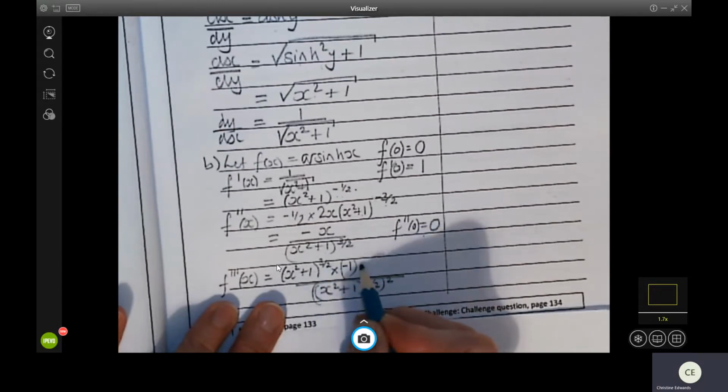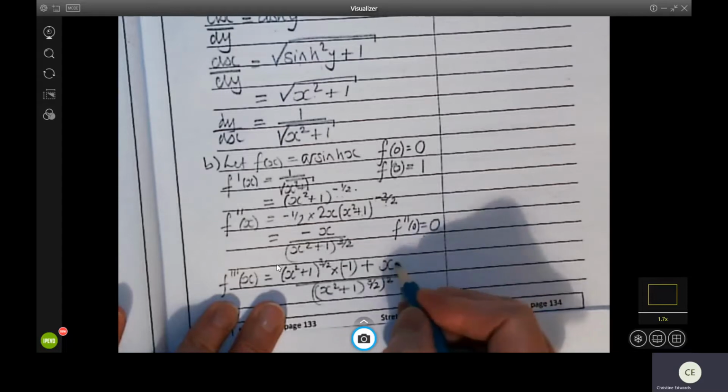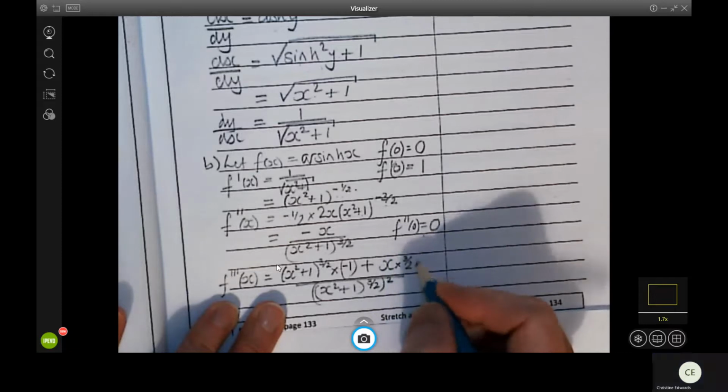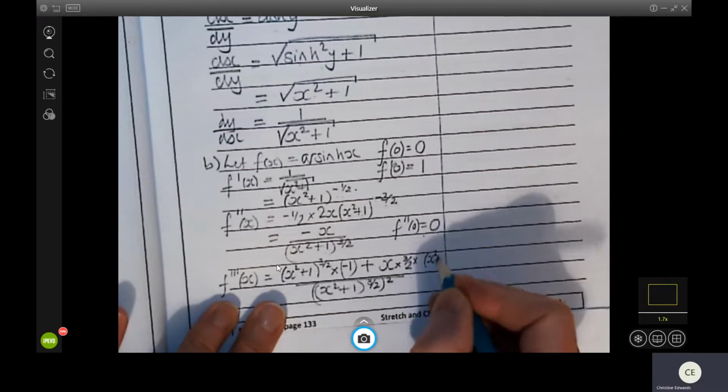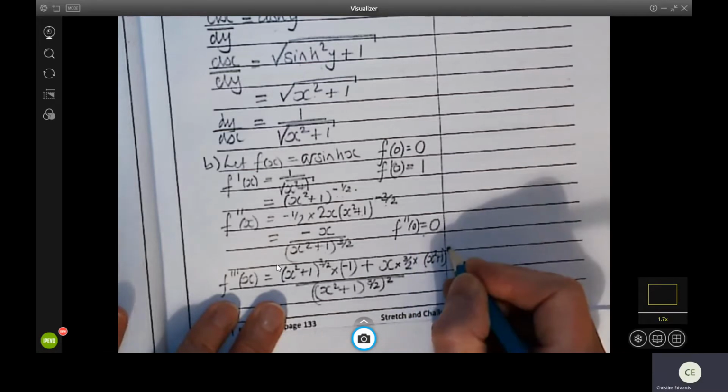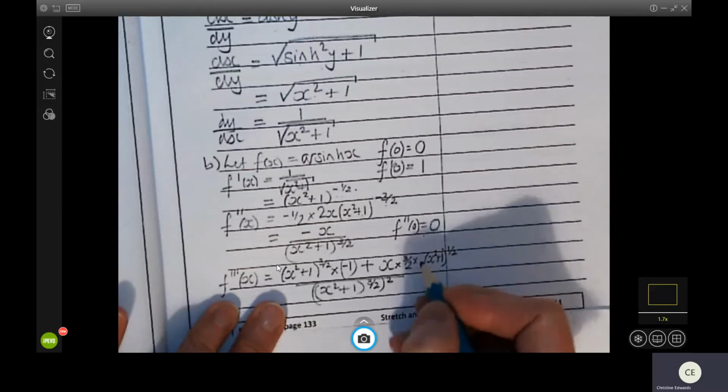We're then going to take away the minus x, which means we're going to get a plus x, and we're going to multiply it by the differential of the bottom. So that's going to be 3 over 2 times by the bracket, which is going to be x squared plus 1 to the half, which we're reducing power by 1, and we need to multiply by the differential of the bracket, so we need a 2x.